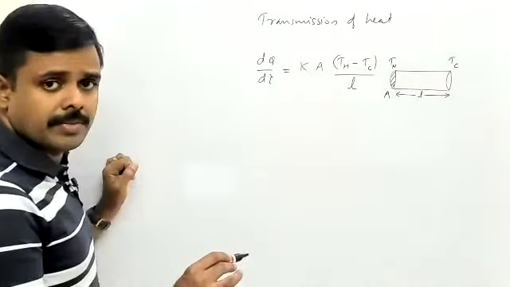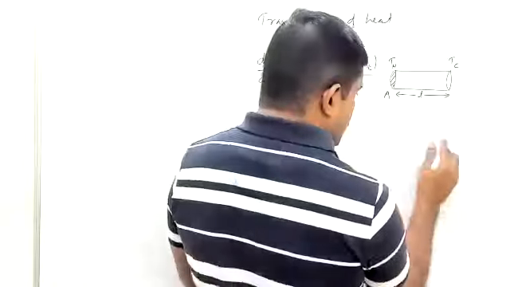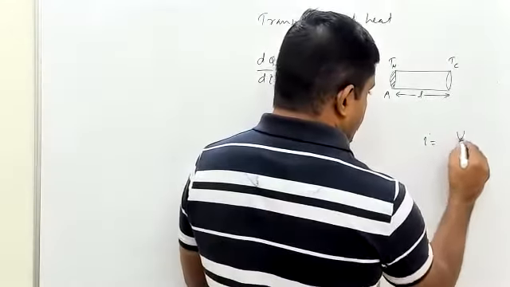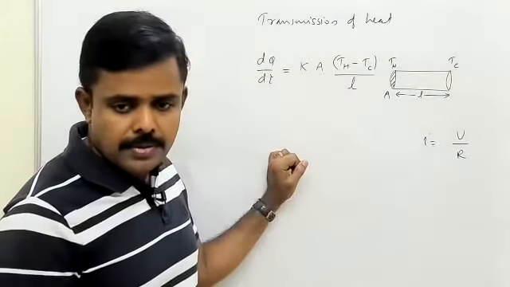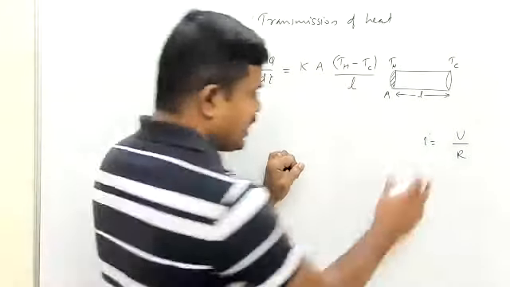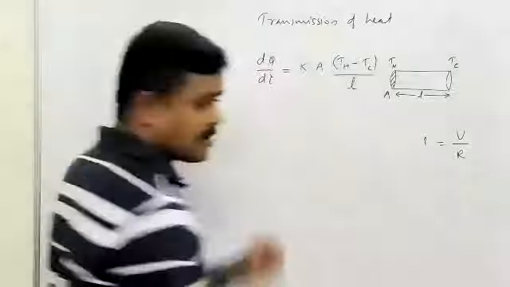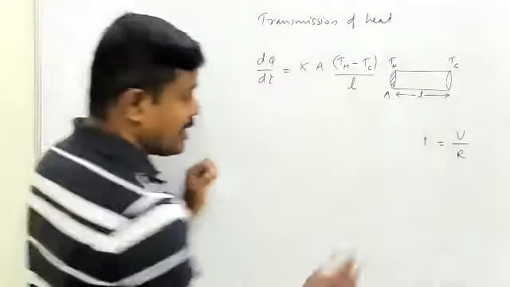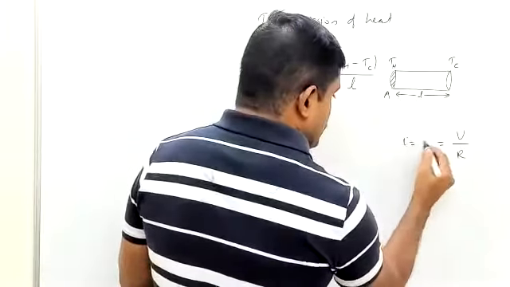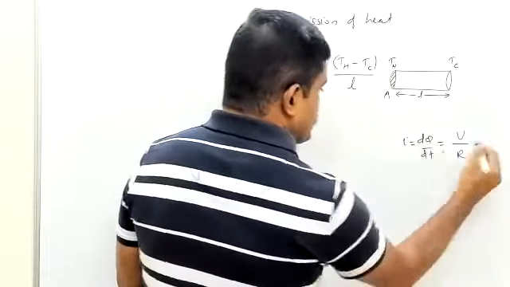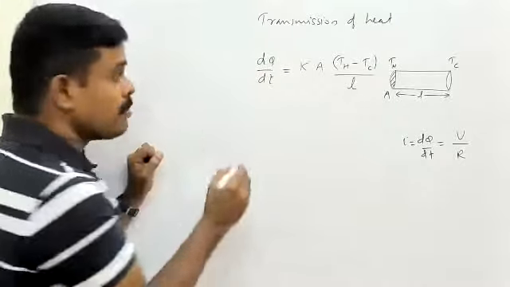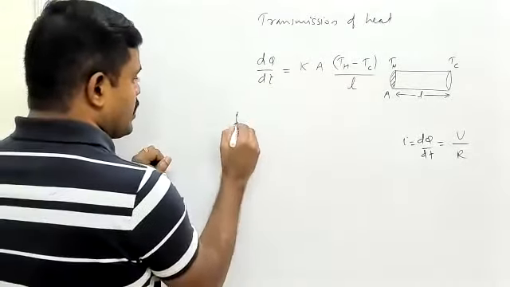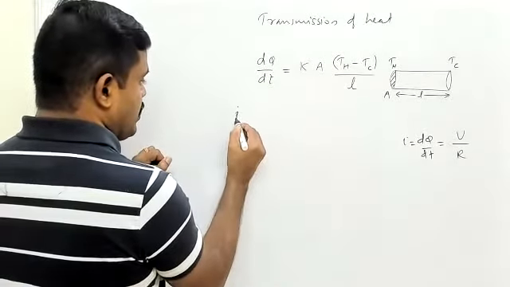I'm going to write something similar to this. Look at this. Current is given by voltage by resistance. Have you seen that before? Electric current is voltage by resistance, so electric current is dq by dt is equal to V by R. So this dq by dt can be called thermal current, I thermal current.